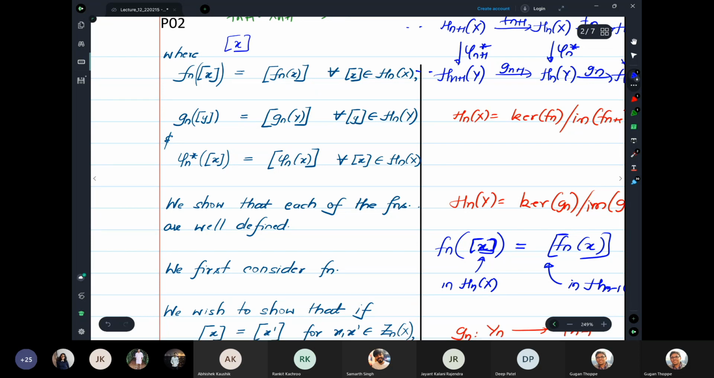X is a set. Whenever I write square bracket X, it means the equivalence class of X. In particular, it's the set of all those elements X prime in kernel of Fn such that X prime is equivalent to X. And how is this equivalence notion defined? It is defined in the following way: X prime minus X must belong to image of Fn plus 1. Is this okay?